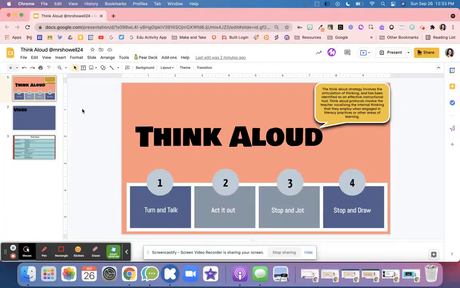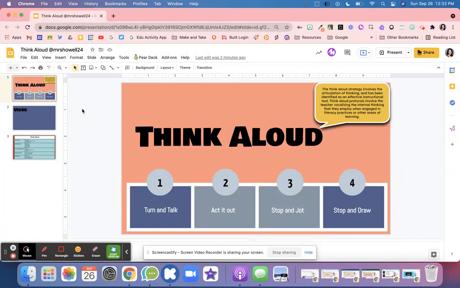Think alouds work great in videos where students can pause. So you could explain different things throughout the video and you can pause that video, show the example, and then play it. I've seen teachers use Ed Puzzle with this. So they'll be reading a story and then they pause and they talk about it out loud. So again, using Ed Puzzle maybe to help with that.